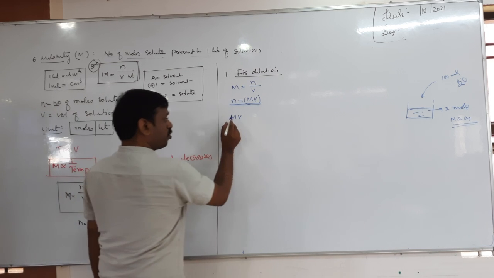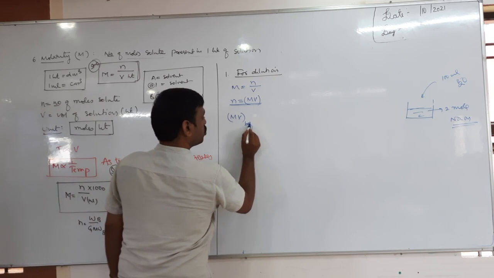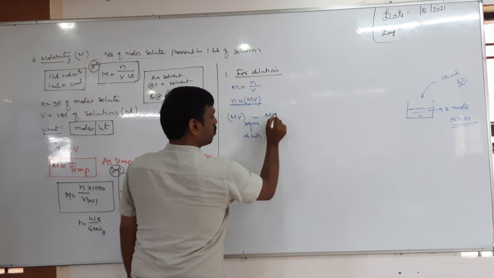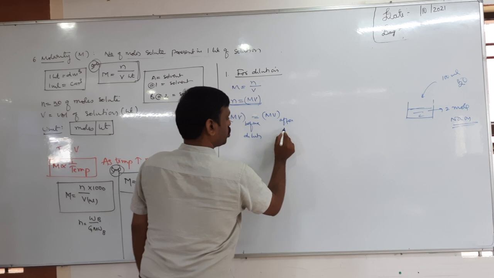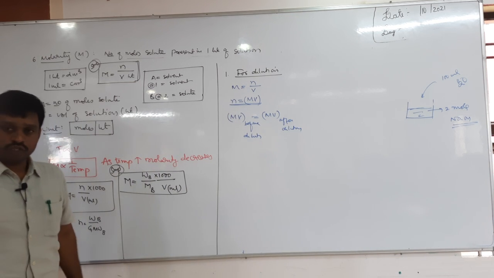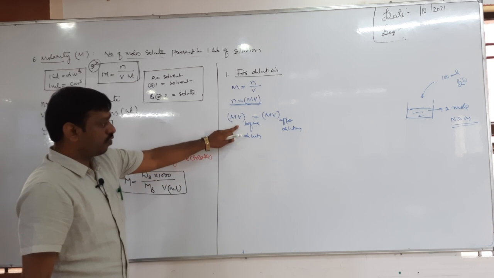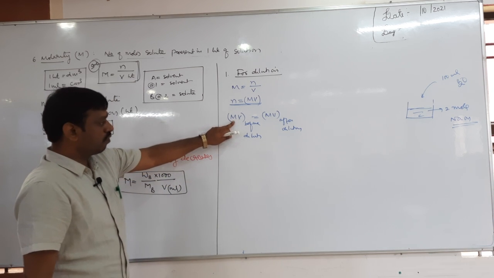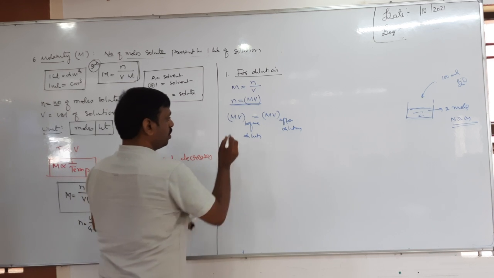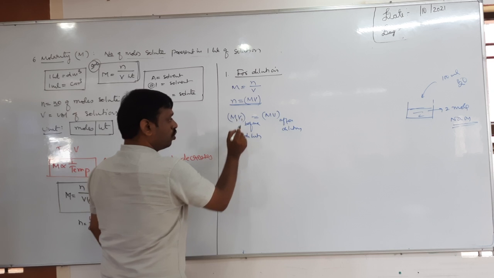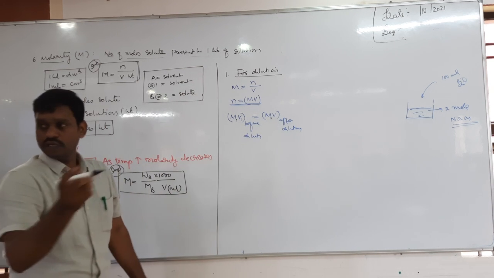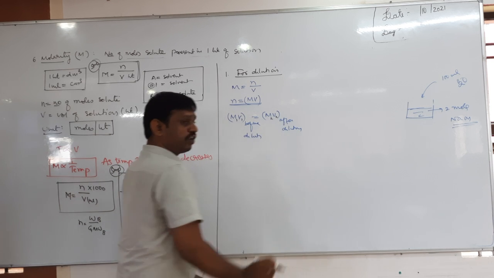M into V before dilution, yes or no, equals M into V after dilution, will it be the same or not? So this is the formula used for dilution. For dilution, M into V, or M1 V1, can be taken. M1 V1 equals M2 V2, where M1 is the molarity before dilution, V1 the volume before dilution, M2 the molarity after dilution, and V2 the volume after dilution.